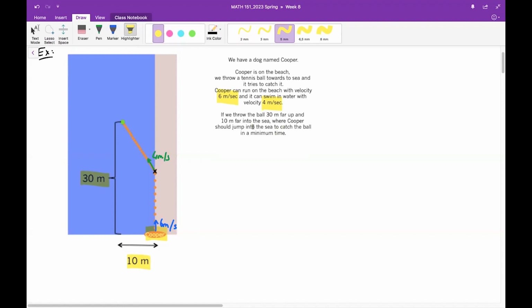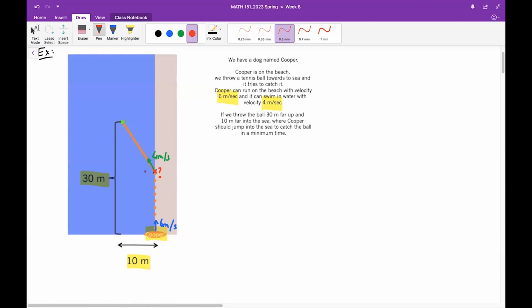And then what is the question? We want to find the time that is needed. In fact, we want to minimize the time, by choosing where Cooper should jump into the sea. So the question is about this point where Cooper jumps into the sea so that he catches the ball in a minimum time. We want to understand where to choose this point so that the dog catches the tennis ball in the minimum time.